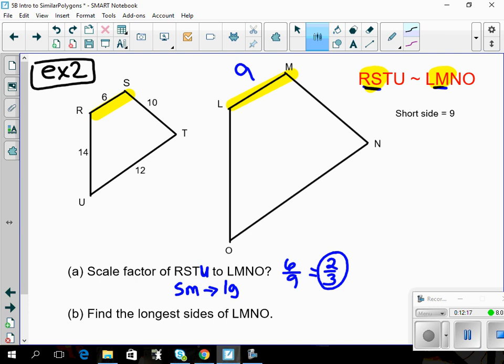Any questions about scale factor? What would the scale factor be from the large one to the small one? 3 over 2. Very good. Or 9 over 6. Yep.